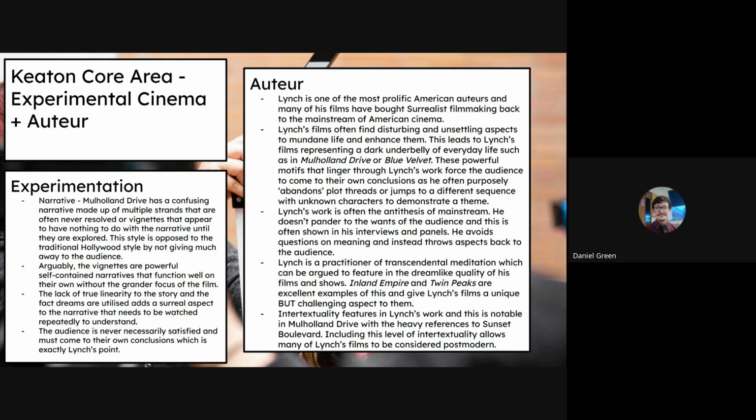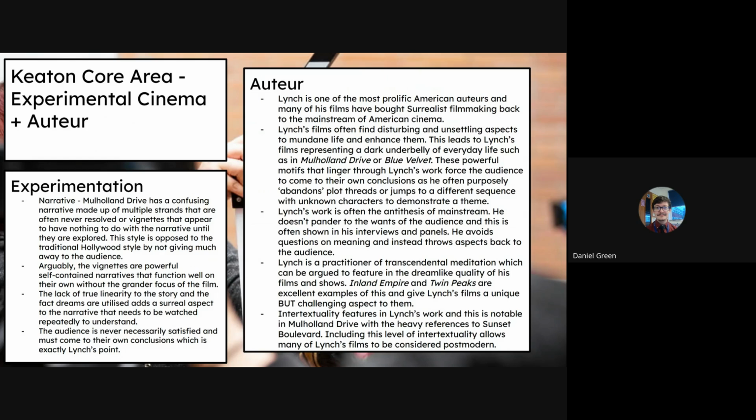because he purposely abandons plot threads and jumps to different sequences with unknown characters that are meant to prove a point. And that brings me on to the idea of Lynch's work often being the antithesis of mainstream. He doesn't pander to the audience, which is not something that you're familiar with in modern films. Whereas films that are often produced by companies such as Disney and so on, they are there to pander to an audience. Lynch doesn't do that. His aim is not to pander to you. His aim is to give you questions and make you think.